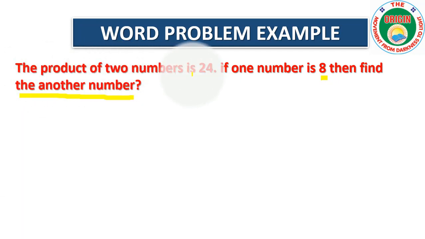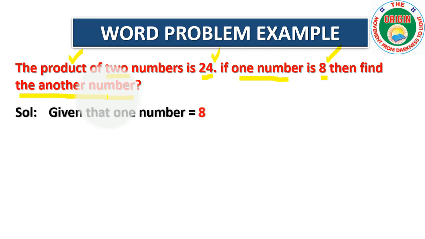The product of two numbers is 24. Product is nothing but multiplication. How many numbers are there? Two numbers. If you multiply two numbers, the product is 24. This is one step. Among those two numbers, one number is given, that is 8. Then we need to find out the other number.